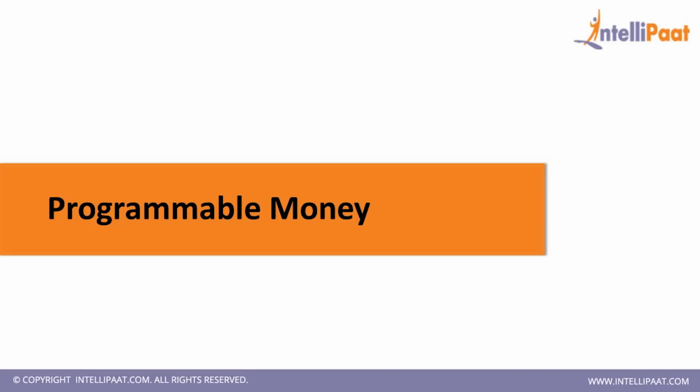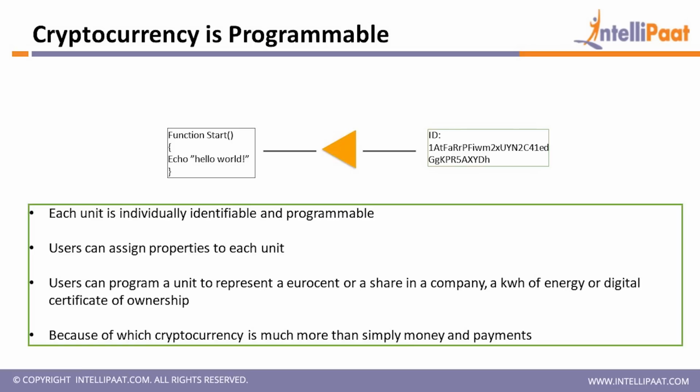The second thing is that cryptocurrency is programmable money, right? All bitcoins or other cryptocurrencies are generated by programming, as the result of transactions inside the blockchain network. Each unit is individually identifiable and programmable. Users can assign properties to each unit. Users can program a unit to represent a euro cent or a share in a company, a kilowatt hour of energy, or a digital certificate of ownership, because of which cryptocurrency is much more than simple money and payment. It has vast application in a number of areas that make it more useful than a simple currency or payment system.